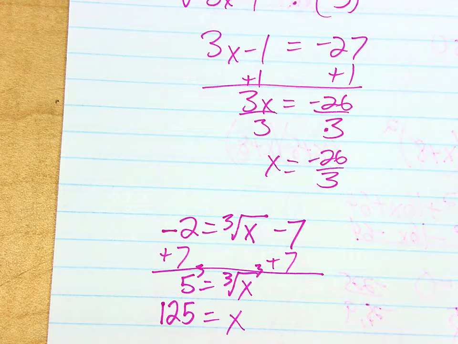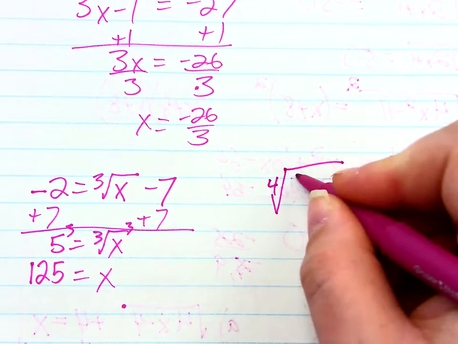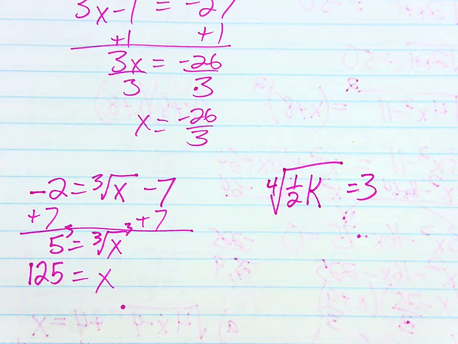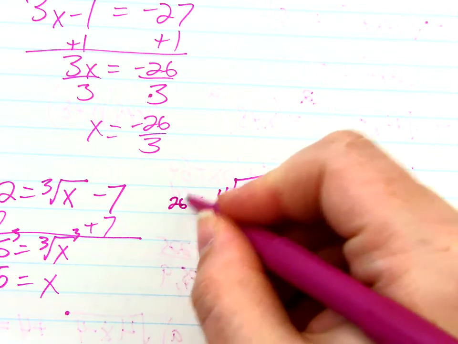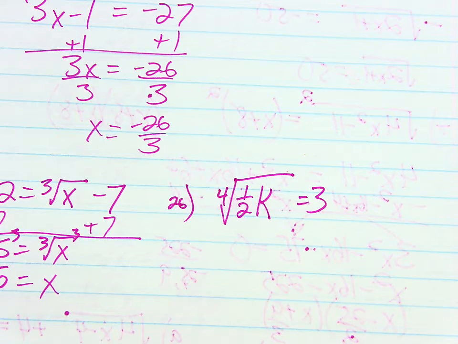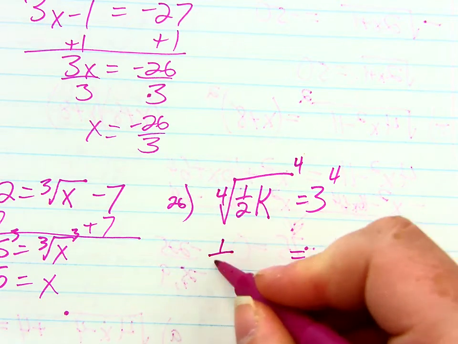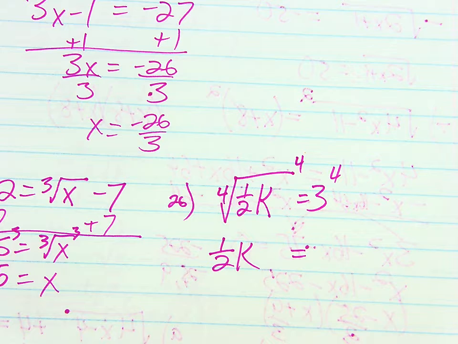So when does it get weirder? Well, when you have a 4th root or a 5th root, but it's the same idea. If I look at number 26, I know it's very hard to see on that paper, but that's supposed to be the 4th root of 1/2 k equals 3. Sorry, the index did not print out very well. If I follow my steps, step 1, get the radical by itself. It is. Step 2, raise both sides to the power of the index, which in this case is 4. So on the left, you just get 1/2 k. On the right, 3 to the 4th is 81.